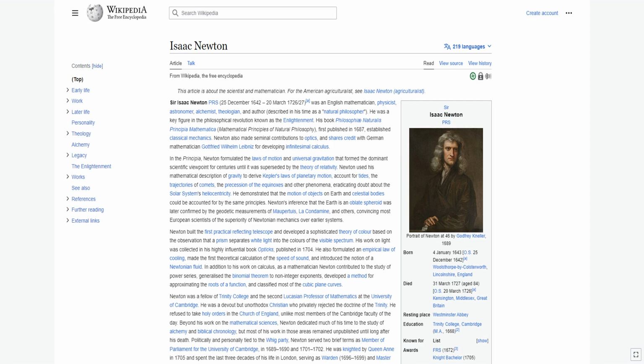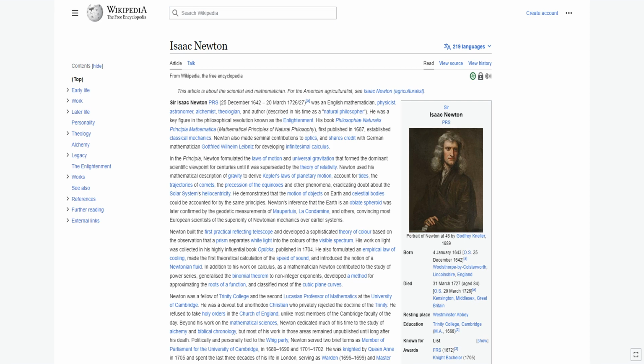In the Principia, Newton formulated the laws of motion and universal gravitation that formed the dominant scientific viewpoint for centuries until it was superseded by the theory of relativity. Newton used his mathematical description of gravity to derive Kepler's laws of planetary motion, account for tides, the trajectories of comets, the precession of the equinoxes, and other phenomena, eradicating doubt about the solar system's heliocentricity. He demonstrated that the motion of objects on Earth and celestial bodies could be accounted for by the same principles.